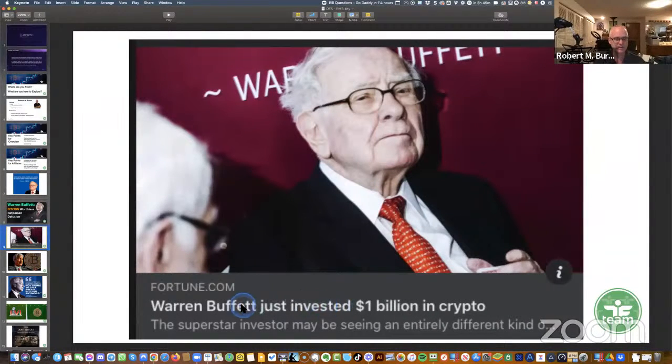He put $1 billion in a Brazilian crypto bank, a bank that lends crypto. The article's in Fortune if you want to look it up. But he may not be saying it, but his actions are saying it loud and clear. He's done an about face apparently on crypto.